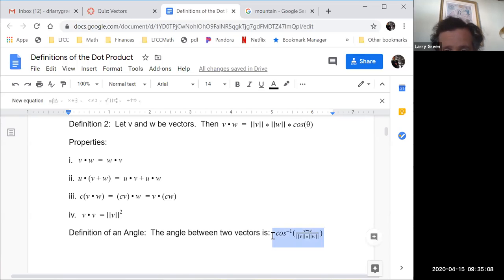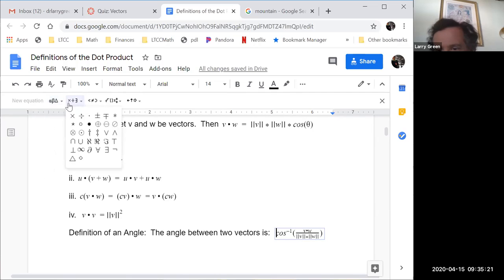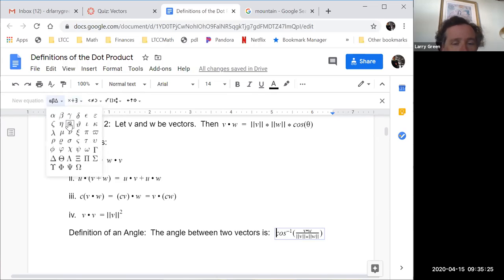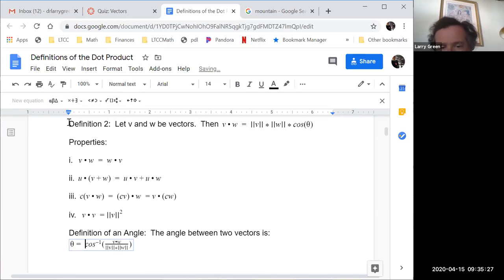And let's make it bigger. And maybe I'll even give it a letter. If you can give an angle a letter, what do you think that letter probably should be? Hopefully y'all know. Theta. That's what most people call an angle.